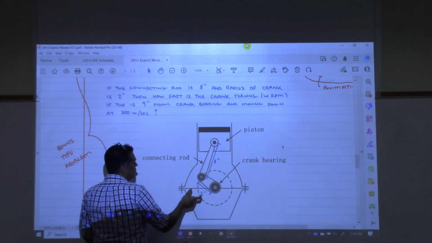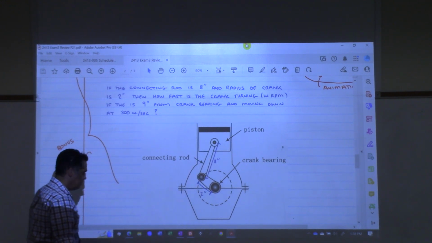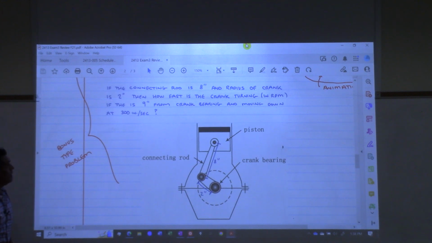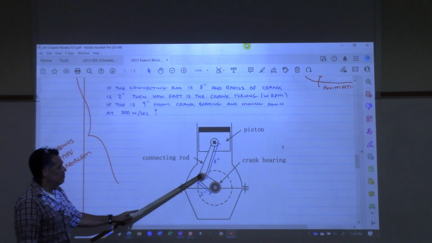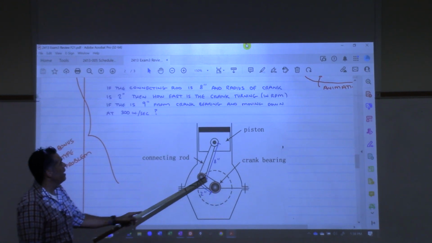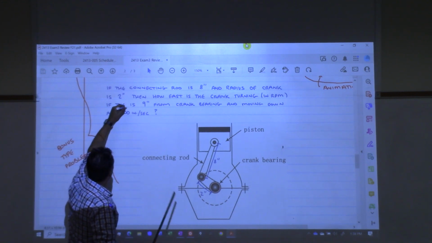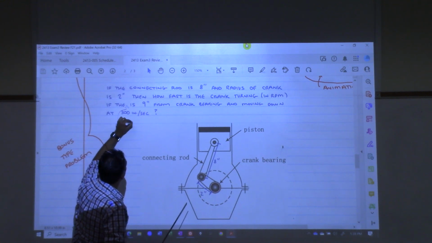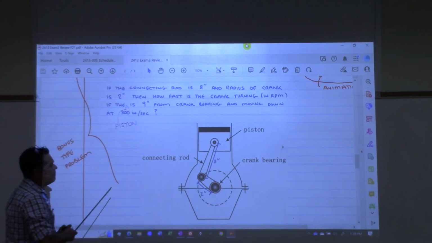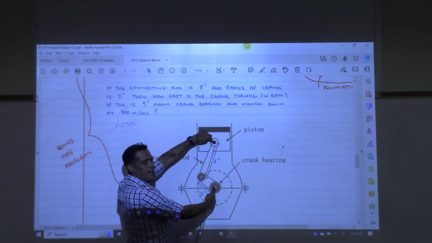So I'm giving you some dimensions, that this is 2 inches and that this connecting rod is 8 inches. And I say, how fast is the crank turning in RPM? So what's the revolutions per minute of this crank? If the, and I didn't write the word in here, this is supposed to be, if the piston is 9 inches from the crank bearing.